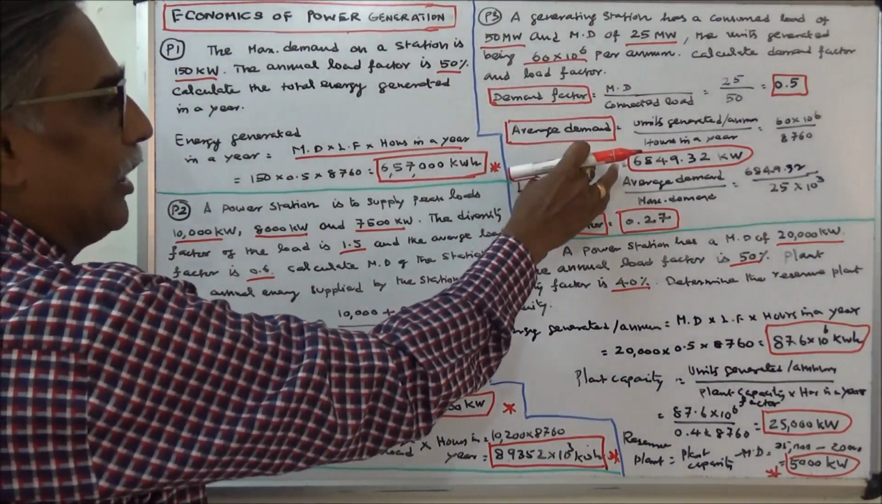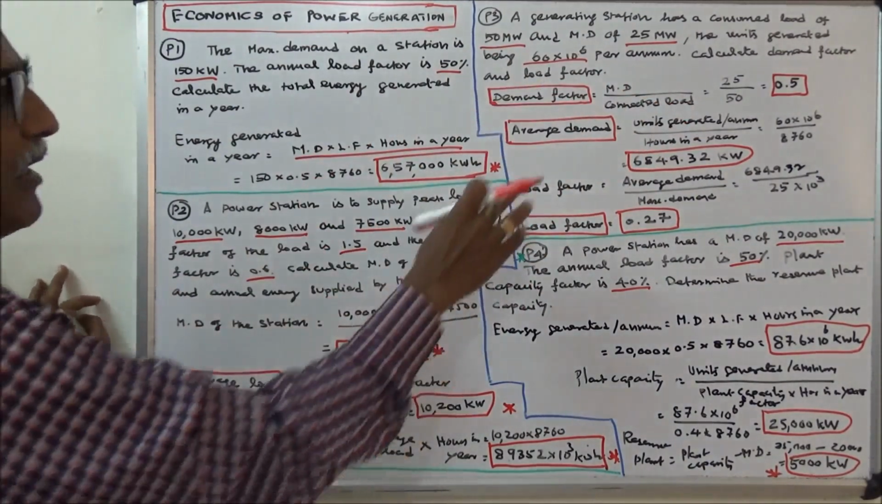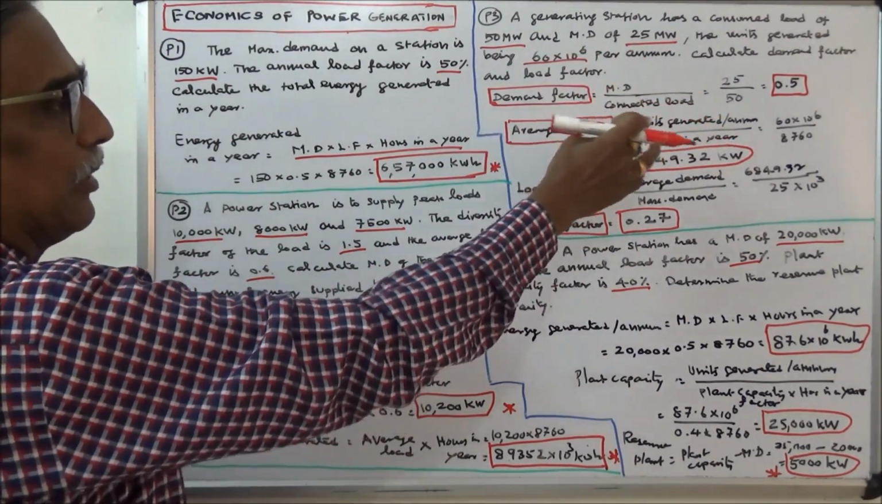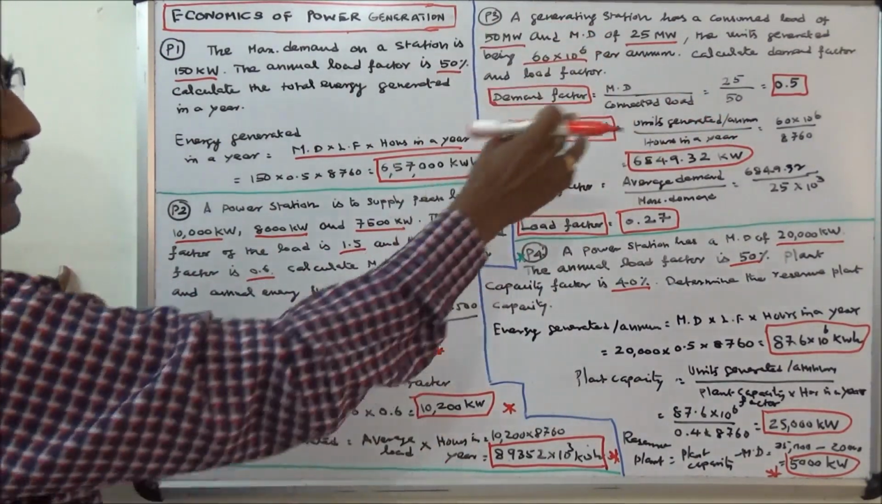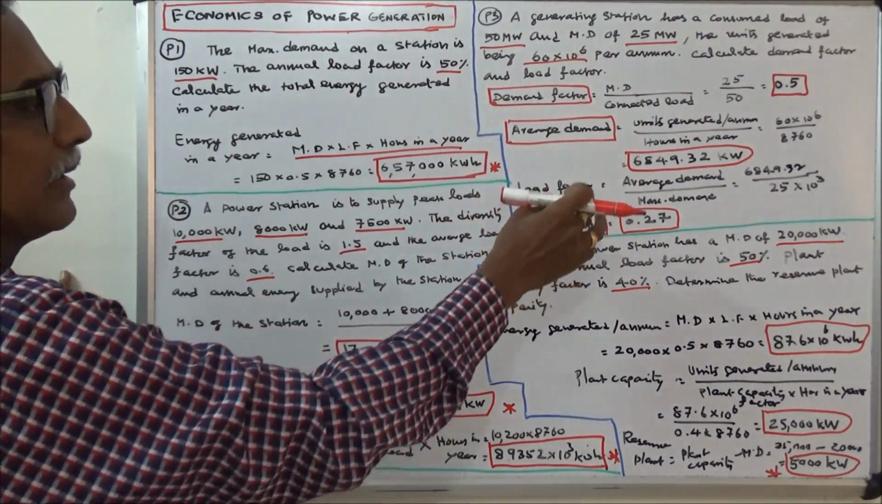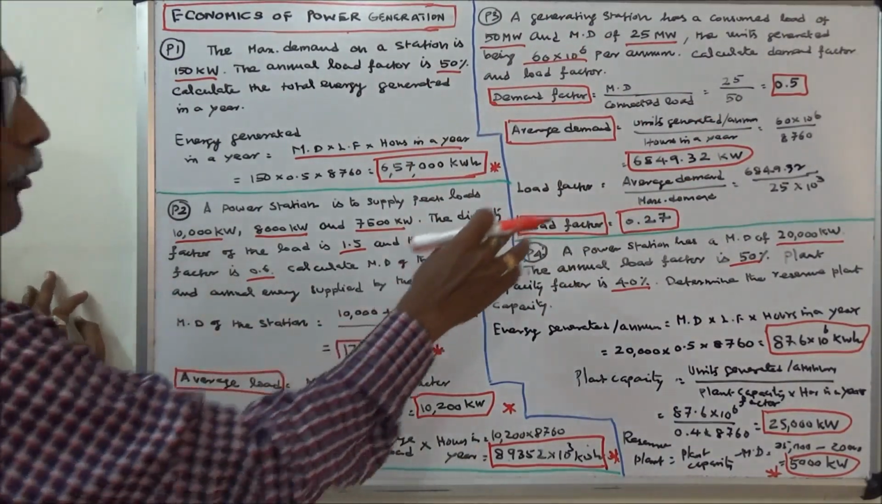Average demand is equal to units generated per annum divided by hours in a year. This is given 60 into 10 power 6, that is the units generated per annum. Hours in a year is 8,760. Average demand is 6,849.32 kilowatts. Now we can calculate load factor.